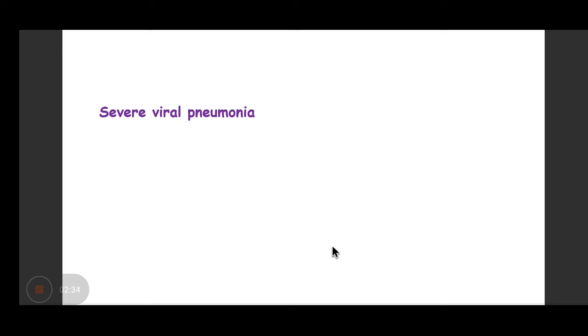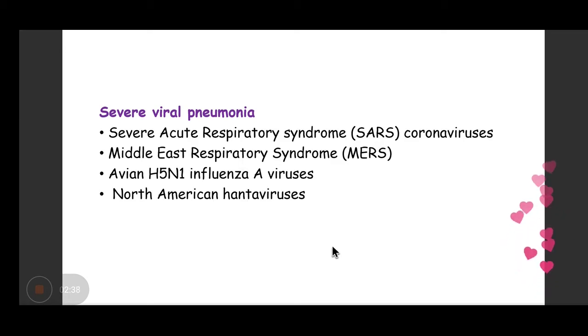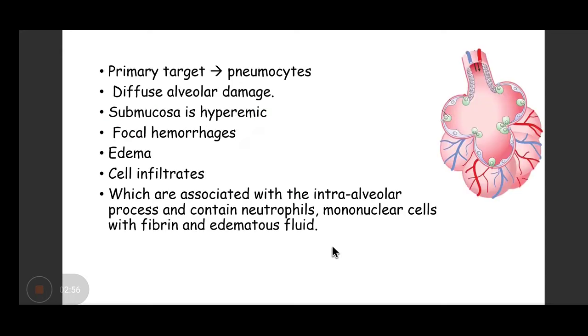But some viruses do cause severe pneumonia, like severe acute respiratory syndrome viruses, coronaviruses, SARS-1, SARS-2, Middle East respiratory syndrome virus, which is also a coronavirus, and avian influenza virus or North American hantaviruses. These are known to cause very severe pneumonia.